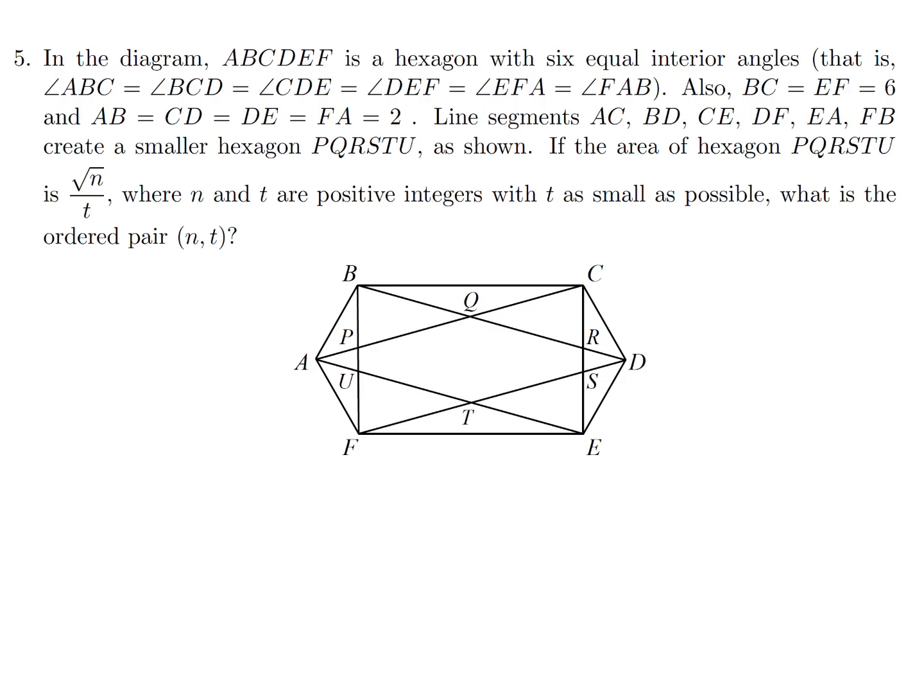In the diagram, ABCDEF is a hexagon with 6 equal interior angles. Also, BC is equal to EF is equal to 6, AB is equal to CD is equal to DE is equal to FA is equal to 2. Line segments, all of those, create a smaller hexagon PQRSTU. If the area of the hexagon PQRSTU is root n over t, what is the ordered pair NT?